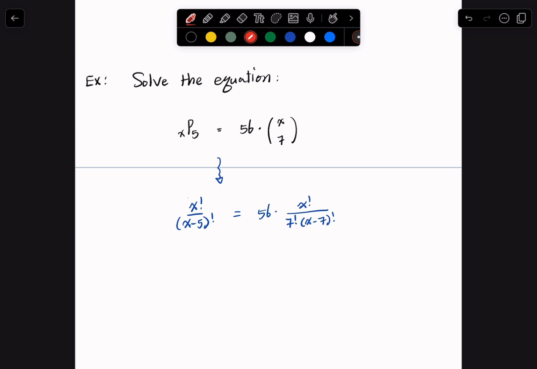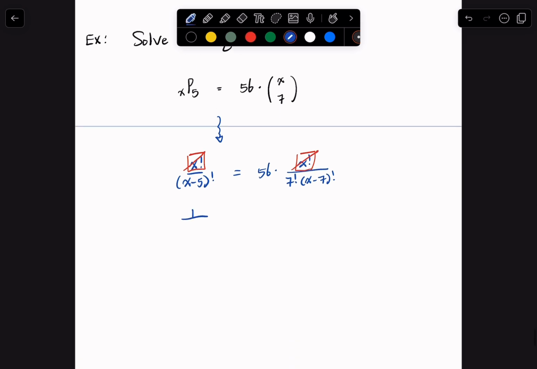Notice that there is an x factorial on both the left and the right side. Clearly, x factorial is not 0. So of course, I can just divide both sides by x factorial. Then let's see what we have here. On the left side, that will be 1 over (x minus 5) factorial. And the right side will be 56 over these massive things.